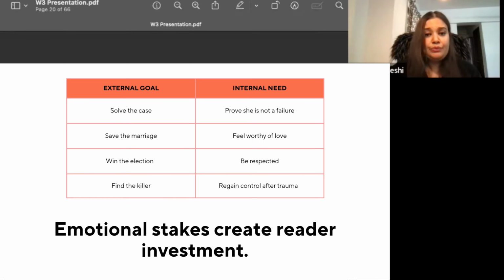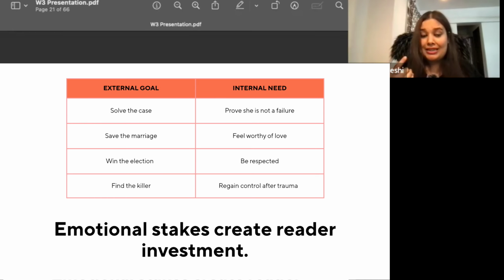For example, the external goal could be solve the case, but the internal goal of your lead or any of the characters can be to prove she is not a failure. The external goal can be save the marriage, but the internal need is feel worthy of love. The external goal could be win the election, but the internal need will be to be respected. The external goal can be to find the killer, but the internal need will be, say, regain control after trauma.